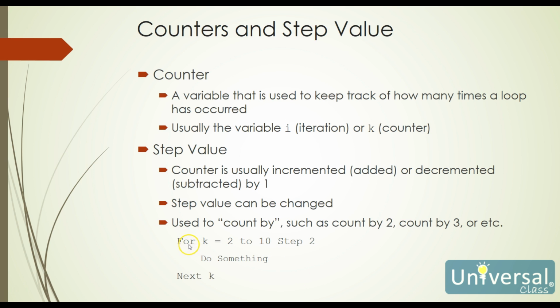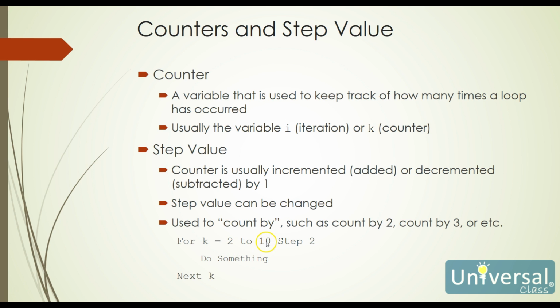All right, so in this loop here, we have a for loop. K is started off at 2. We want to count up to 10, and our step value is 2. So what will happen is the first time that our loop runs, k is equal to 2. We do something, and then when we come down here, we say next k, it increments k by 2. So now k is 4.